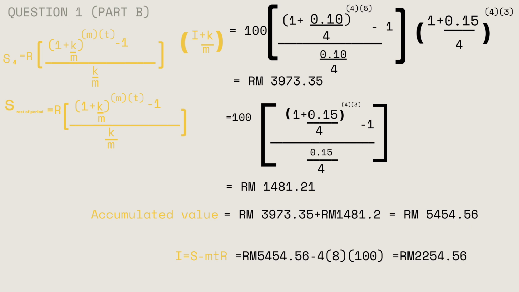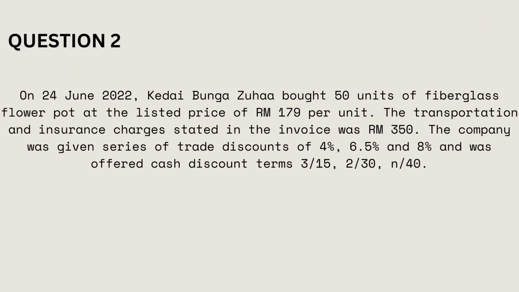Then the accumulated value equals 5,554 ringgit and 56 cents. To find total interest, we will use the formula I equals S minus MTR, and we will get the final answer, which is 2,254 ringgit and 56 cents. So I will explain the next question.